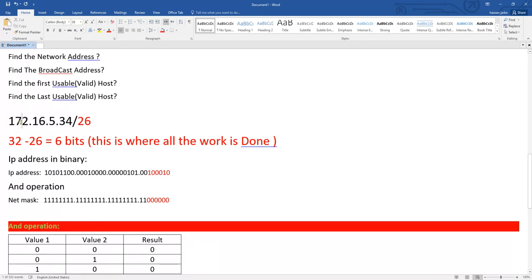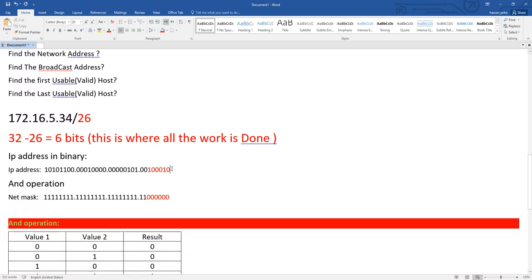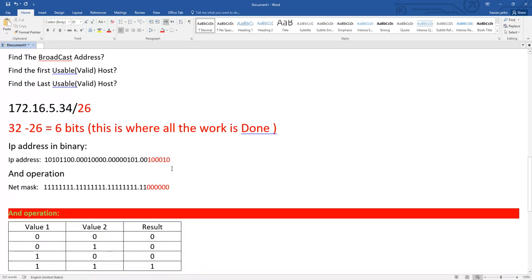Okay, so this 172.16.5.32, we just represent this first octet. This is 172, this is 128, this is 32, and this is 8, and this is 1. So if you do the math, it will be 172. And then we have 16, which is very clear. It's only this one, 16. And then we have 5, which is 101. Okay. And then we have 34. Okay. This is 32, and this is 2. So 34. And then we will write down the net mask.